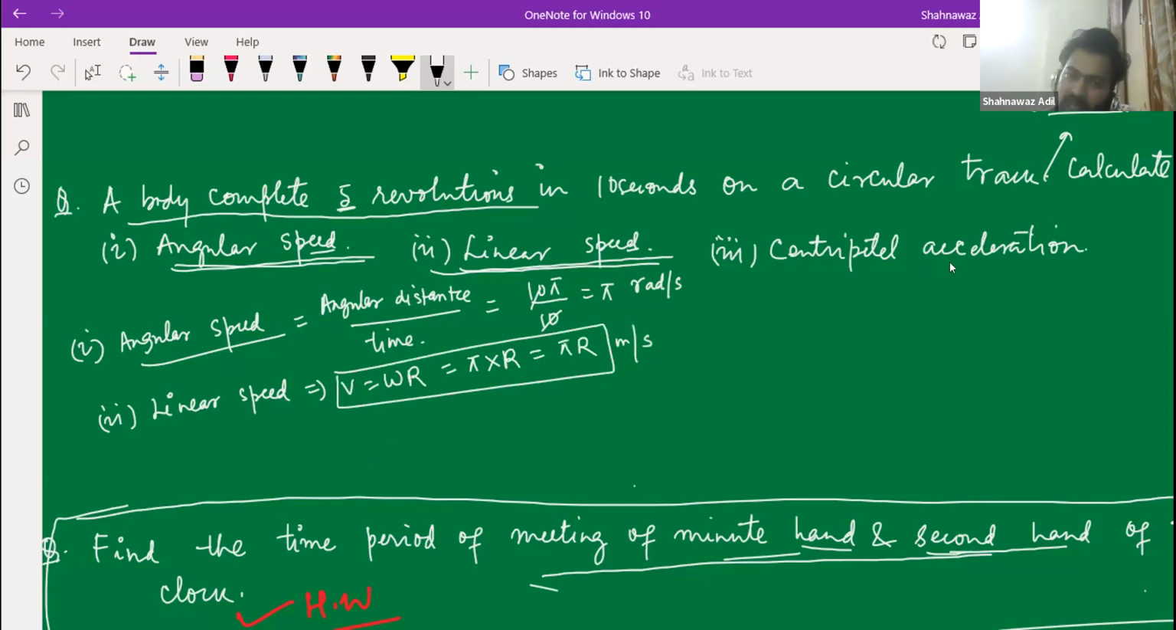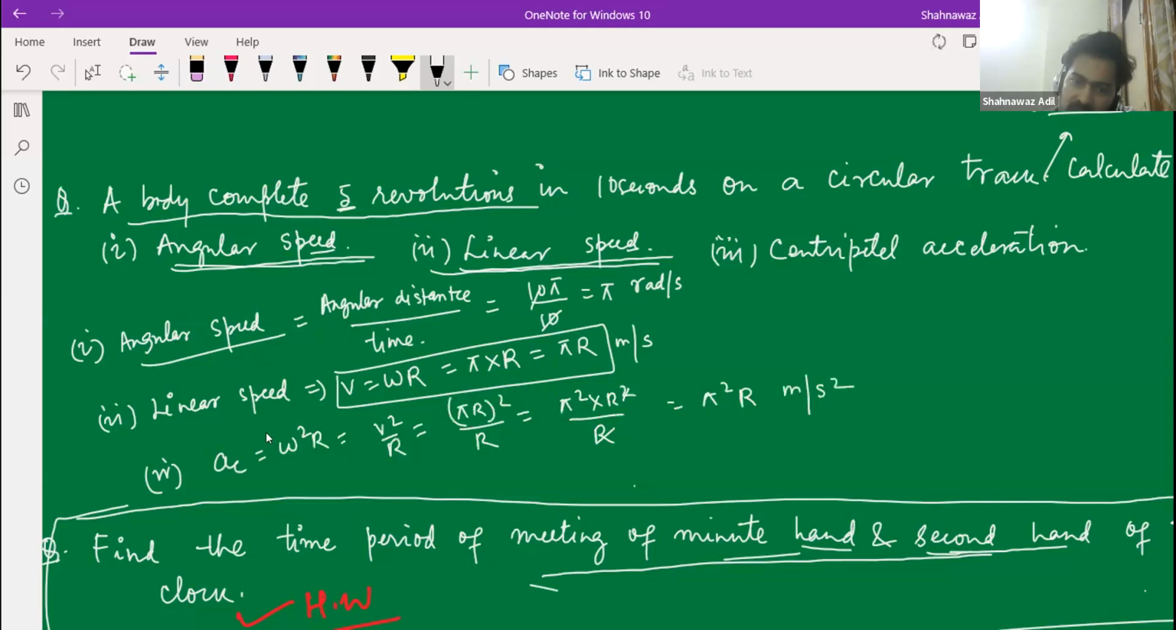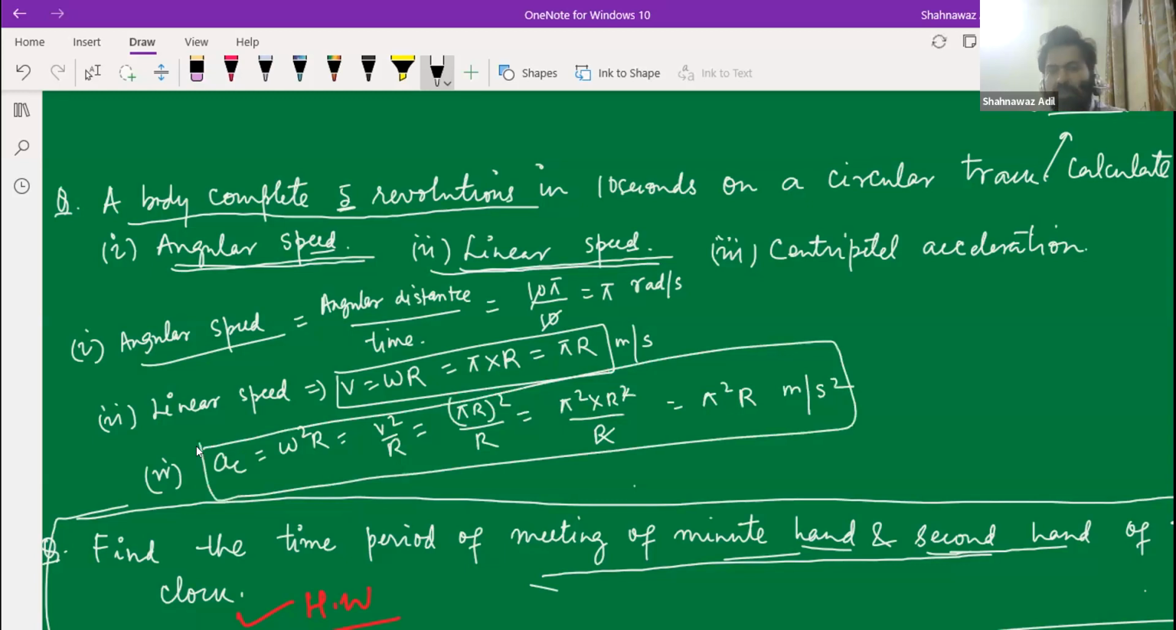And then we have to find out the centripetal acceleration. So how much would that be? This is omega square r, or we can write v square by r. So v square is (pi r) square, divided by r. So pi square r square divided by r. So this is pi square r meter per second square. This is the centripetal acceleration.